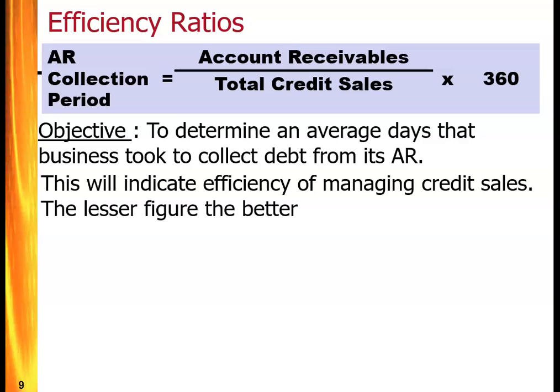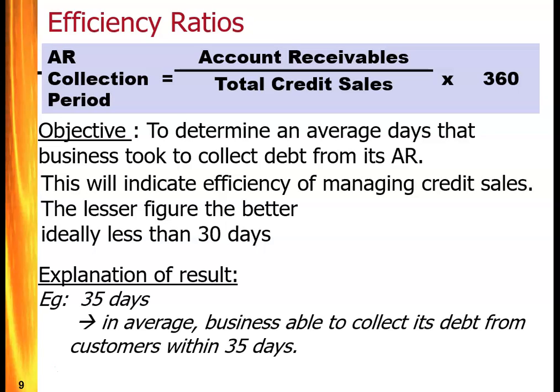The lesser figure is the better. Normally, we will say less than 30 days, because once it's more than 30 days, the ability of the customer to pay becomes less and less. So ideally, it should be less than 30 days. For the explanation of the result, let's say you calculate and you receive 35 days. So the explanation says that on average, the business is able to collect debt from customers within 35 days.